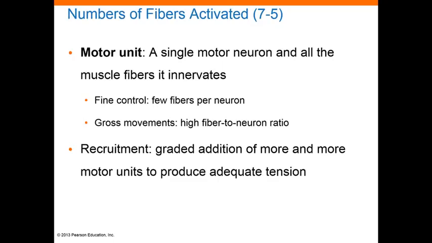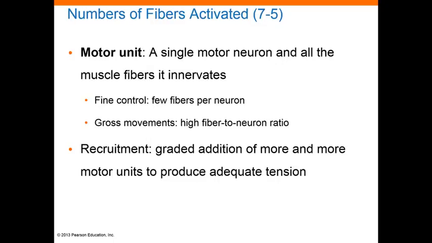So with varying numbers of fibers activated, you can have a smooth contraction and a lot of control. Most motor neurons control a number of fibers through multiple branching axon terminals, and so that is what a motor unit is. A motor unit is a single motor neuron and all the muscle fibers that it innervates. Motor units are typically dispersed throughout the muscle organ, and so this way you can recruit a graded addition of motor units to produce adequate tension.